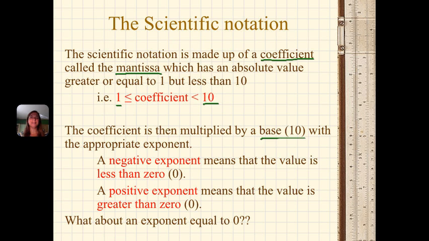We said that a negative exponent means that the value is less than 1, so 0 point something, and a positive exponent means that the value is greater than 1. Much greater, it can be. What about an exponent that's equal to 0? What is that? Any number exponent 0, not necessarily base 10. What is that equal to? Give it a try.